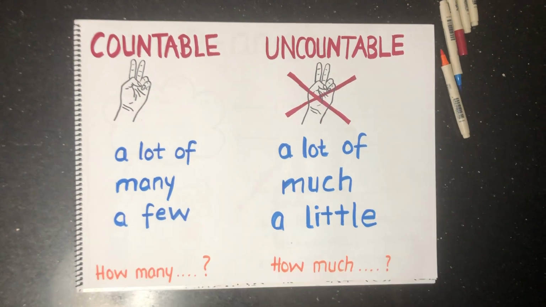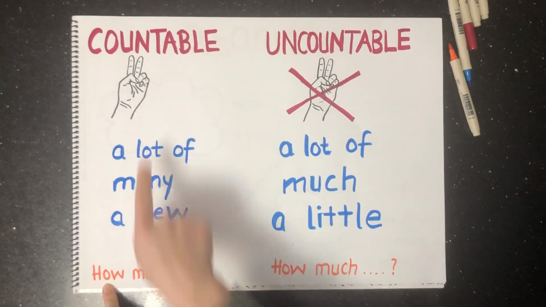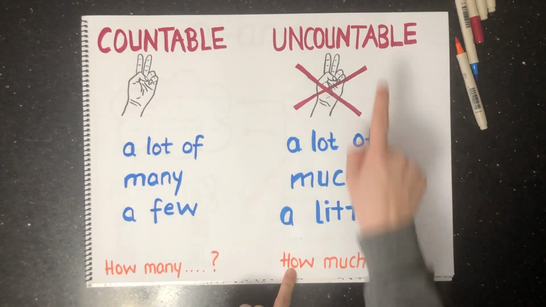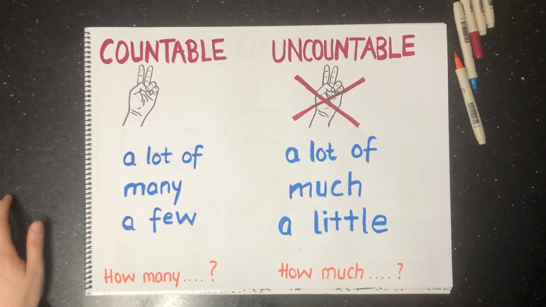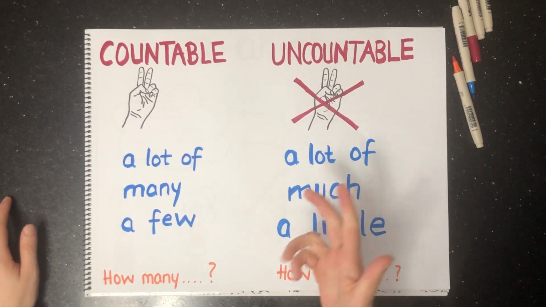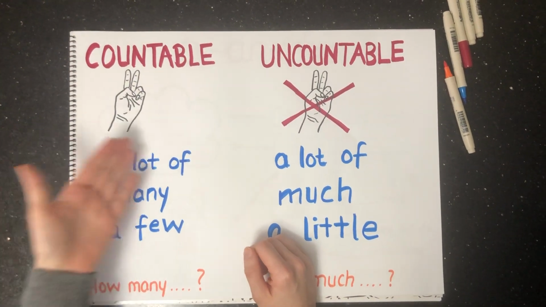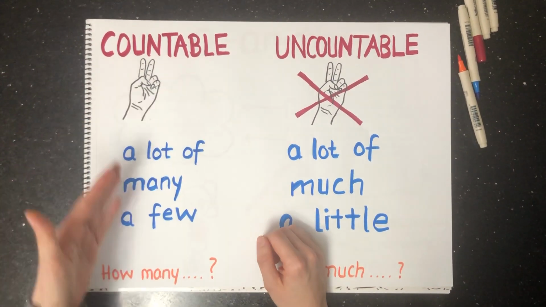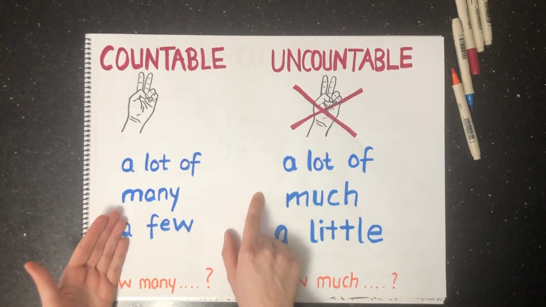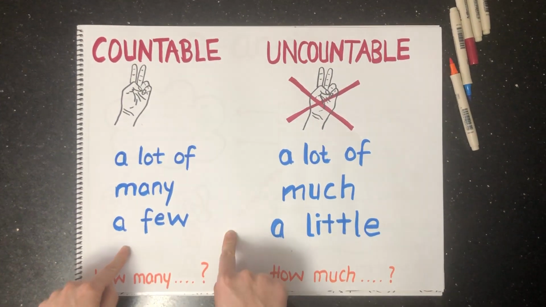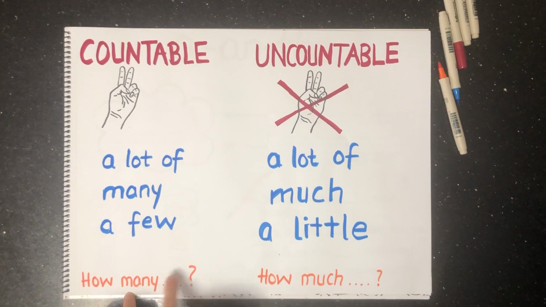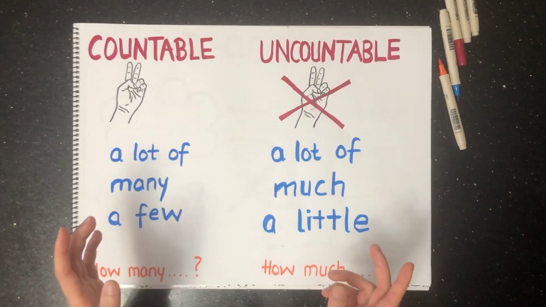If I want to ask you a question, you say how many for countable, how much for uncountable. Let's give an example. Apple, is it countable or uncountable? Apple is countable. So you can say there are a lot of apples. You can say there are many apples. Or you can say there are a few apples. Or how many apples are there in the fridge?